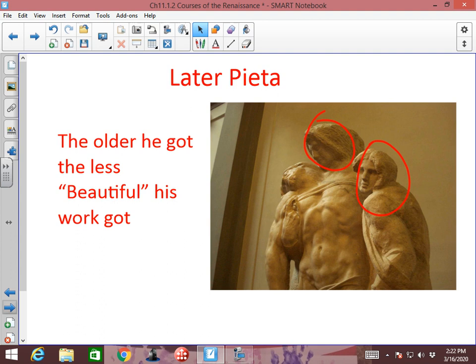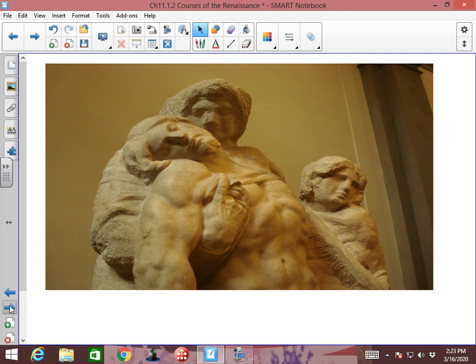So if you look at the musculature, you see he's still got it, but it's not as finished or polished as the Pietà of St. Peter's. It's more introspective. So the less beautiful it got, the older he got. So you kind of get a look at it there. It's got that non-finito look up on top of the statue.